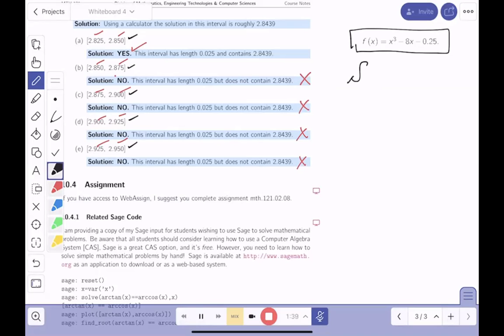What calculator? My suggestion is you use Sage. If for whatever reason you're unable to use a calculator to do these exercises, please come see me during office hours, and I'll be more than happy to help you with this.